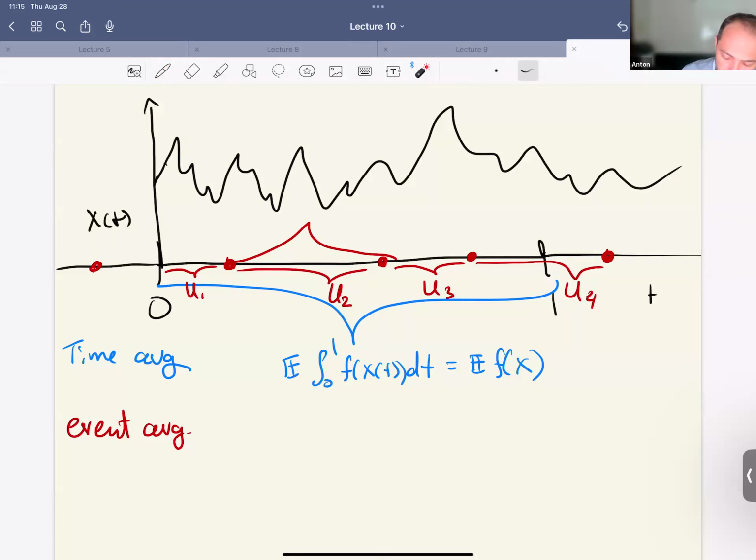Basically, if I'm looking at the event averages, I'm going to stop here and observe the process until the next arrival happens. And then from here, I'm going to observe the process until the next arrival happens. And then from here, again. And I'm simply going to add up my observations over these. So it's basically a different way to break up time. So you observe the process in between these events.